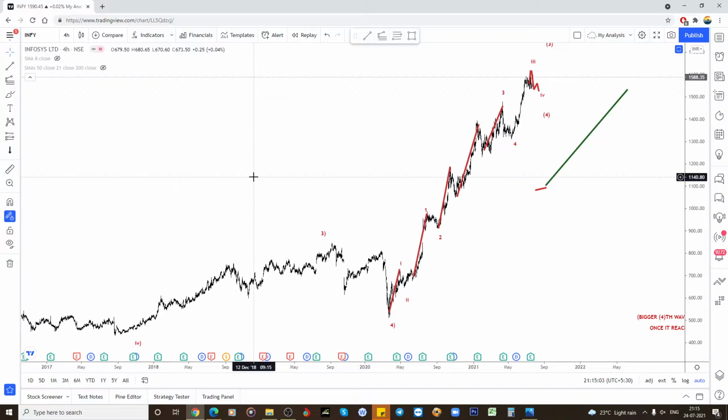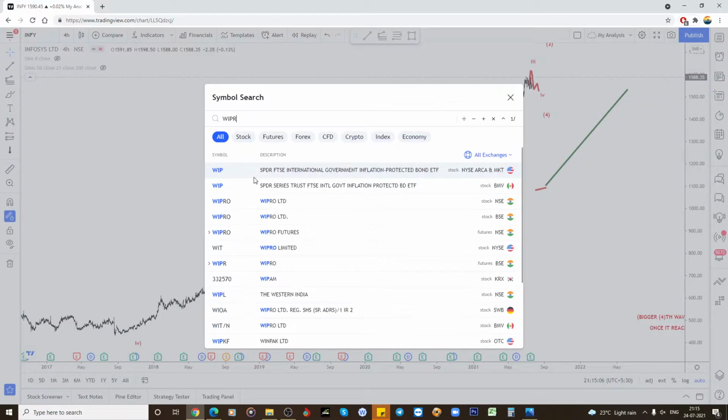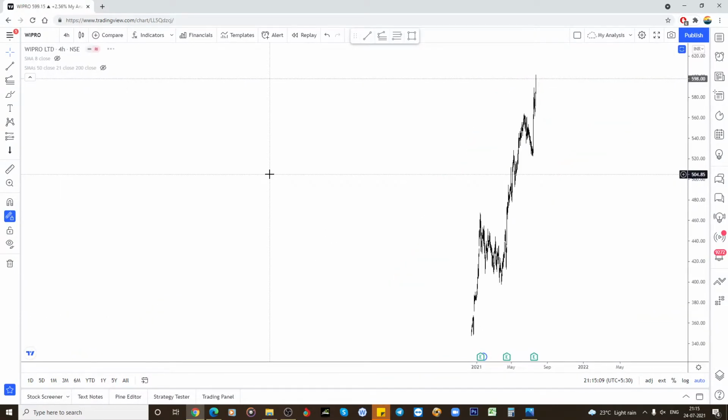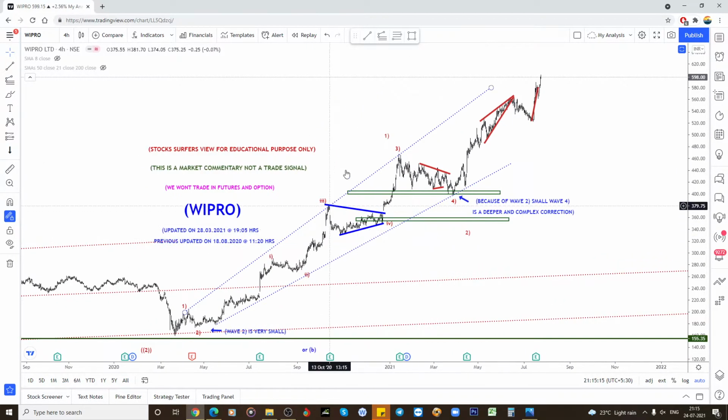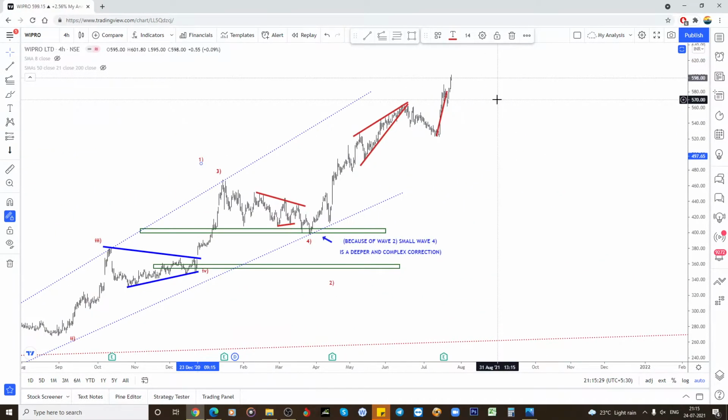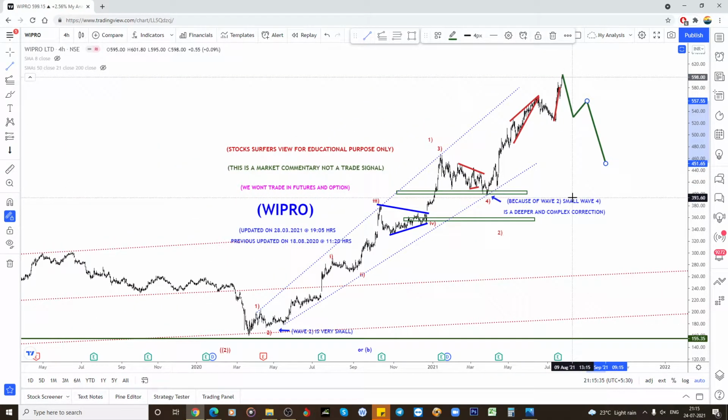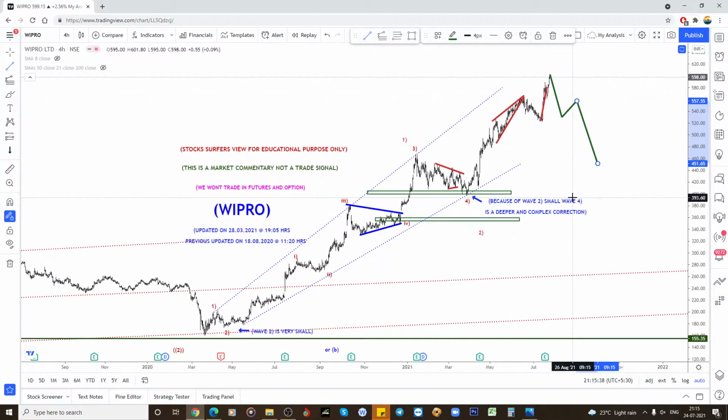Next we will move on to Wipro. See, here I have already done one alternative view like JSW. Here I did it as 1 2 3 4 5 and 1 2 3 4 5. So this would be the end of the trend. We need another correction, but there is no news and nothing in this. So how can we expect this fall? That is the one question, right?